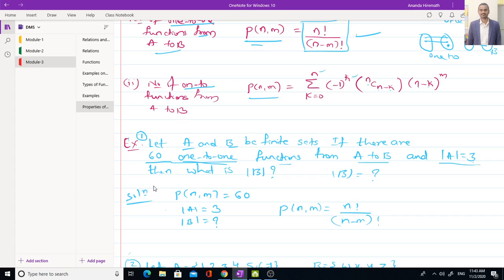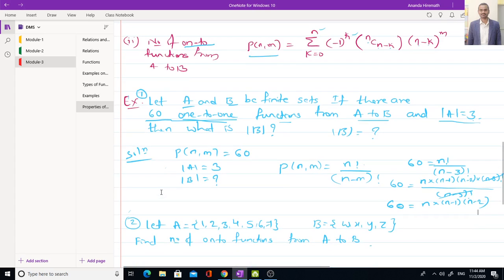We know P(n, m) is 60, equal to n factorial divided by (n minus m) factorial. What is m? m is 3. Now n factorial can be written as n into (n-1) into (n-2) into (n-3) factorial, divided by (n-3) factorial. Now these two terms (n-3) factorial get cancelled, then it will be 60 is equal to n into (n-1) into (n-2).